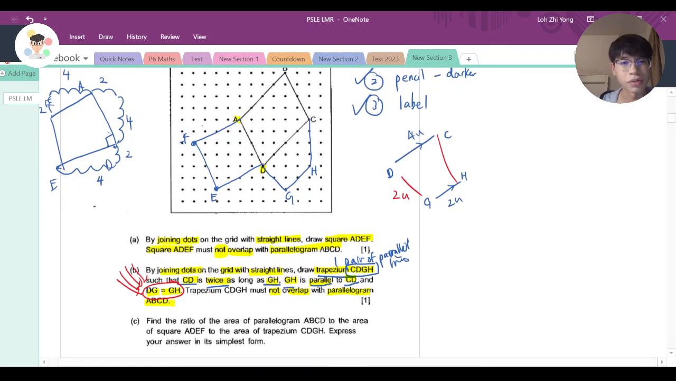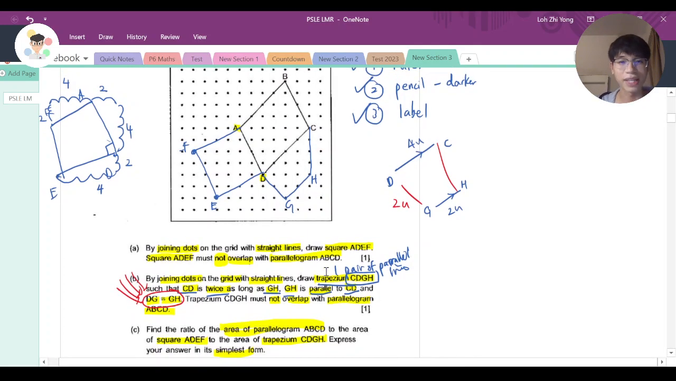Find the ratio of area of parallelogram ABCD, square ADEF, and trapezium CDGH, and express your answer in the simplest form. As you know, we always put it in simplest form. This is just a very nice reminder. Okay, this is the most annoying part. We need to find the area.